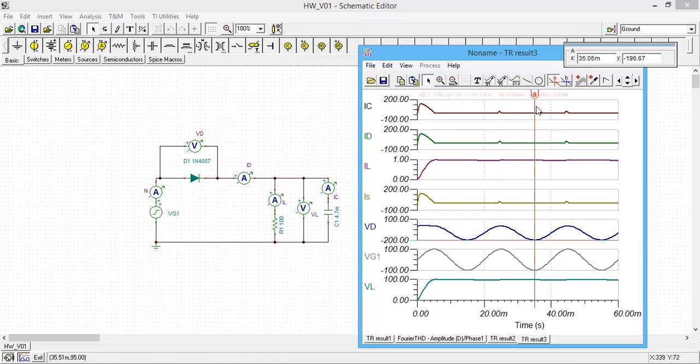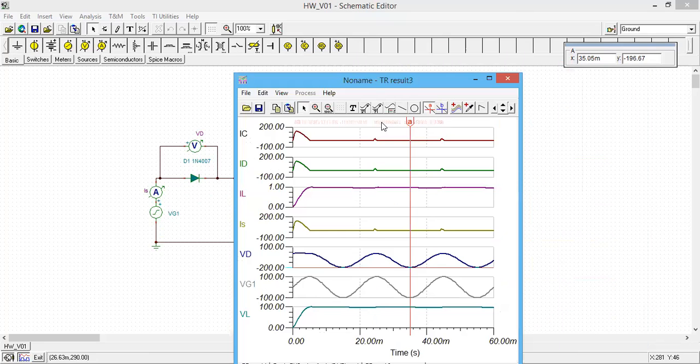So that is basically lower than the peak reverse voltage of the diode. So that is all about this simulation. Now you know how to get the harmonics and everything. Even now you can look at the harmonics of this waveform, the output voltage.